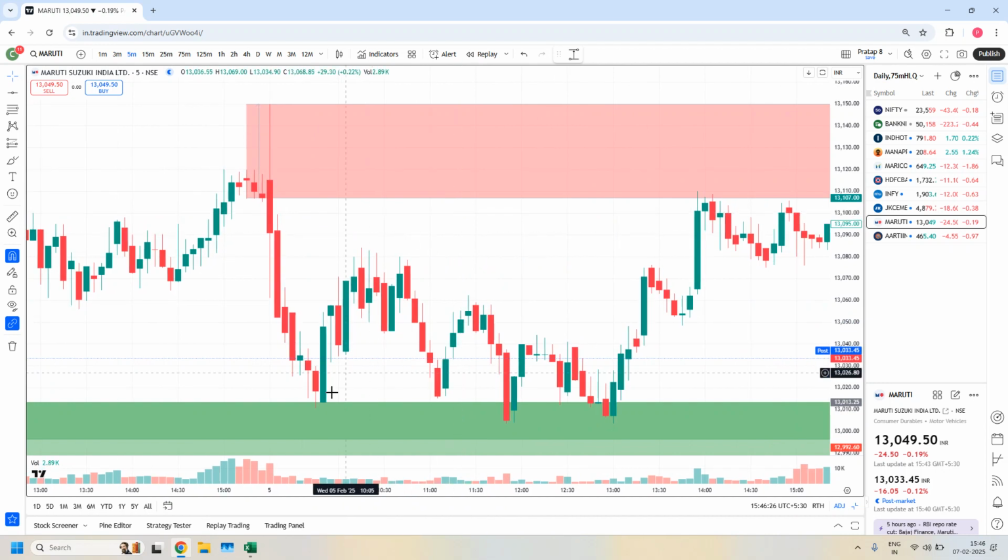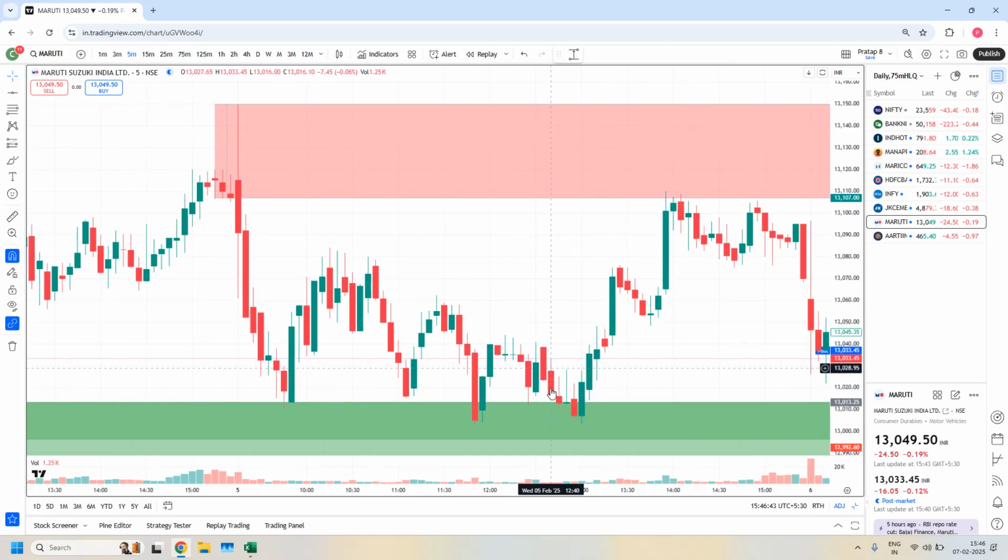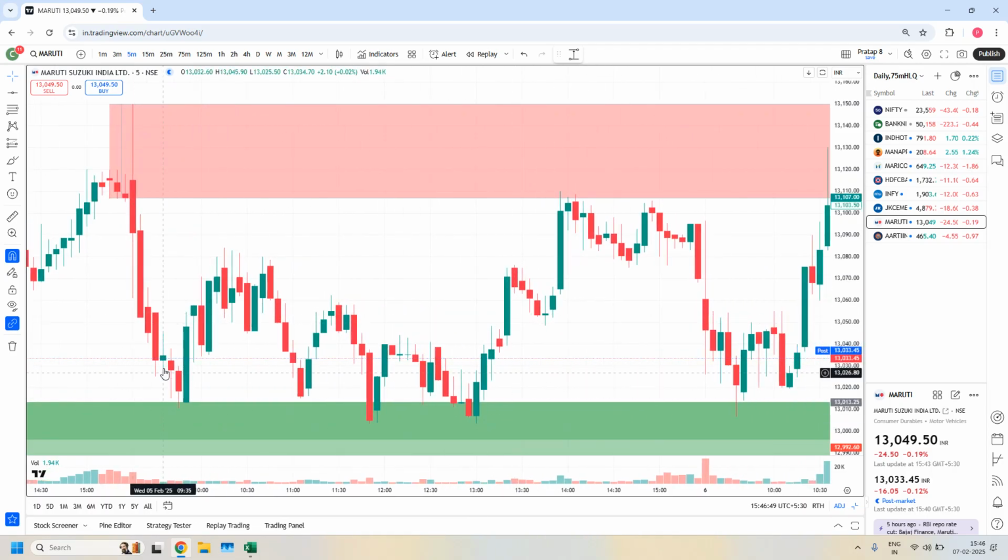Several times it has been tested. See, the first time it was tested, it gave a very good move. Again it came close to the zone, again moved up, again a third time, a fourth time. This time it gave a very big push. Not only that, here you see a drop base rally is created again. Of course, here also see a drop base rally. So every time they are adding new order flows into this zone.